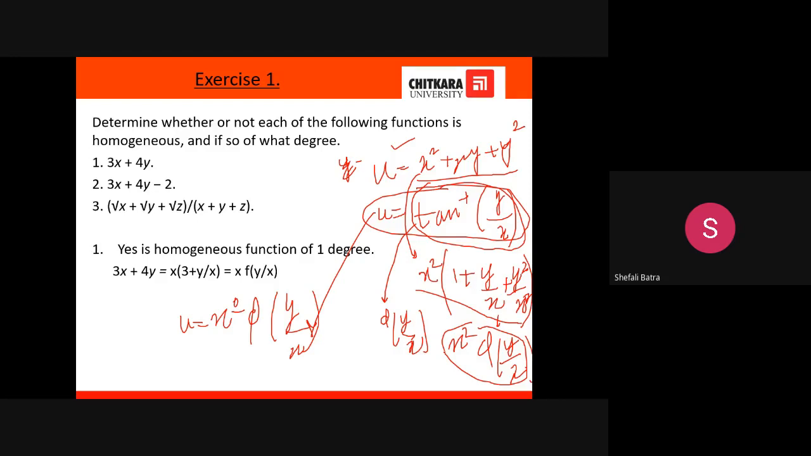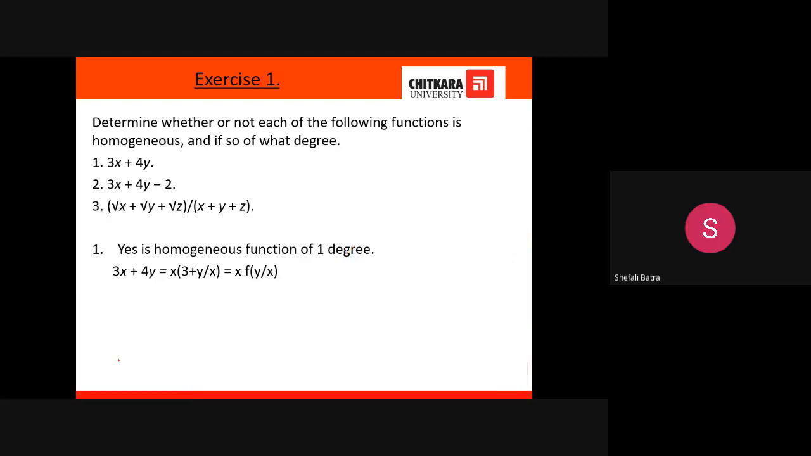Okay? Okay ma'am. Now come to question number 3. Tell me whether it is homogeneous or not. Ma'am, can degree be in fraction and negative? Yes, no issues. Then it's homogeneous, and its degree is minus half. Very good, beta.